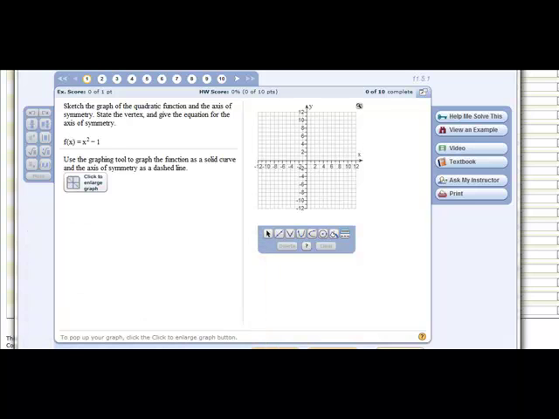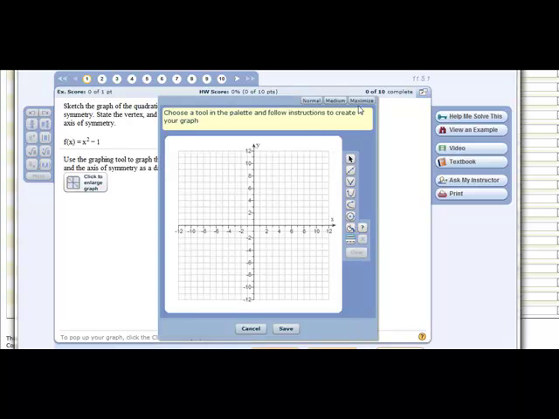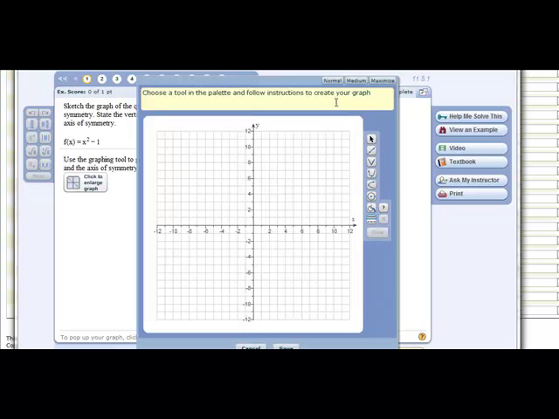So notice there's several instructions here. Sketch the graph of the quadratic function and the axis of symmetry. So first let's talk about the quadratic. Let me pull it up a little larger here. You know you can always click on this magnifying glass here and make it larger. I'm going to go medium. Okay, so if you're looking at what tool should I use, well, we're trying to graph a quadratic equation here, so you want to use this tool here, the vertical parabola tool. We're not doing any horizontal parabolas.